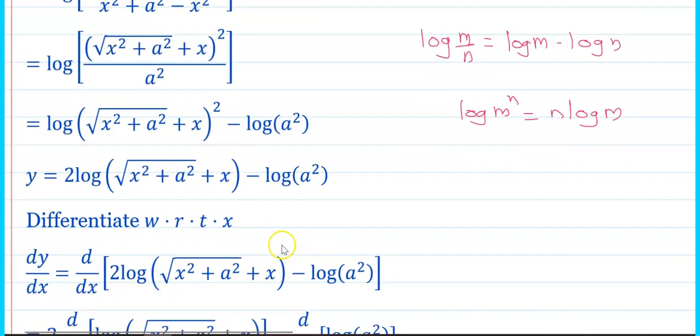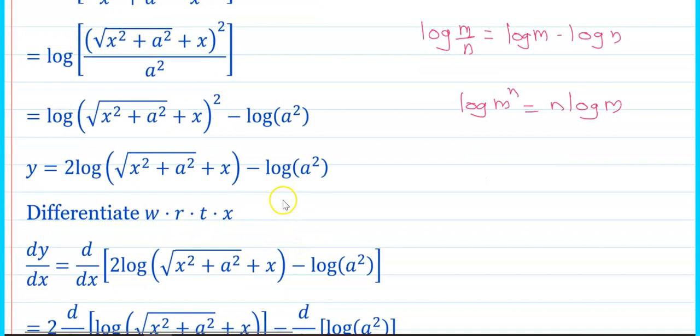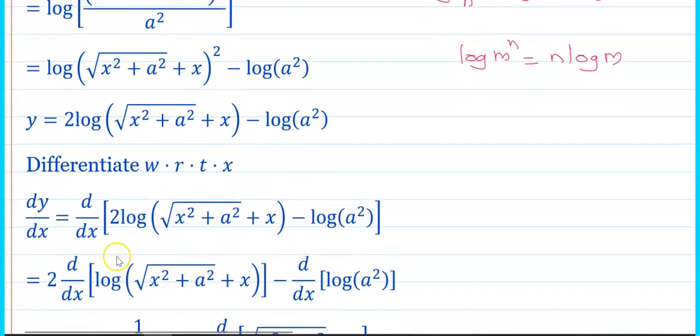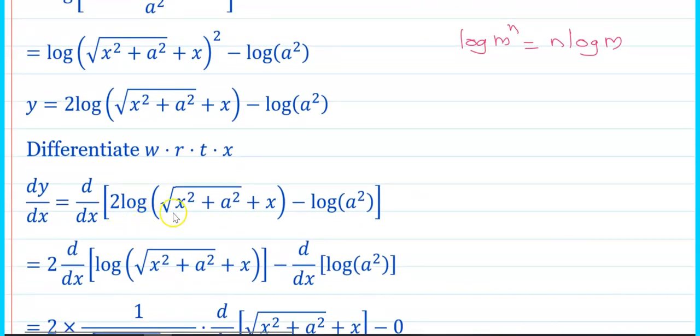So we will keep it as it is. It's a constant. It's other than x, so its derivative will be 0. Okay. Now differentiate this with respect to x. That is d/dx of 2 log of (root of x square plus a square plus x) minus log of x square. Okay, we will separate.